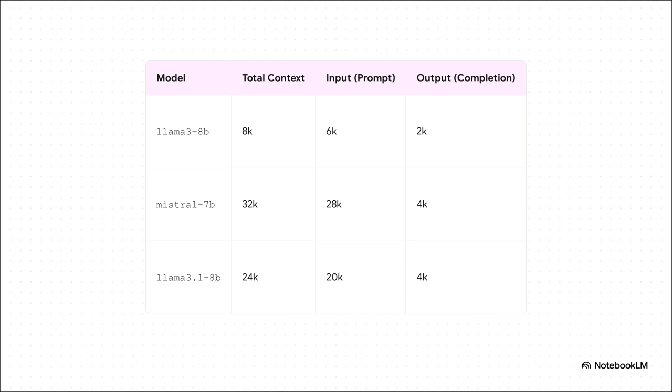Next is a really critical technical detail, the context window. As you can see here, every prompt and completion pair in your training data has to fit within these token limits. So for example, with Llama 3 8B, your input prompt can be up to 6,000 tokens long, and the completion can be up to 2,000. It's super important to keep this in mind when you're getting your data ready.